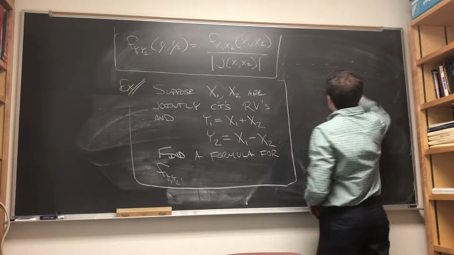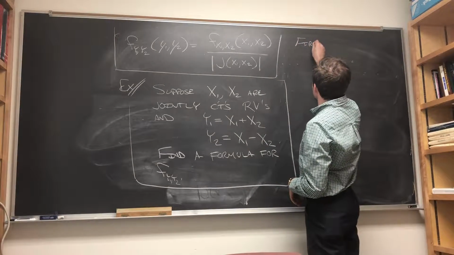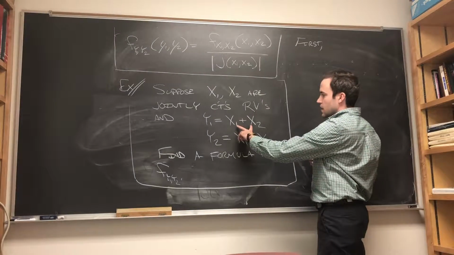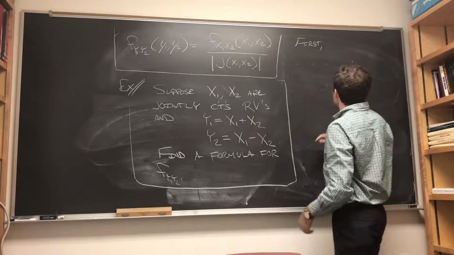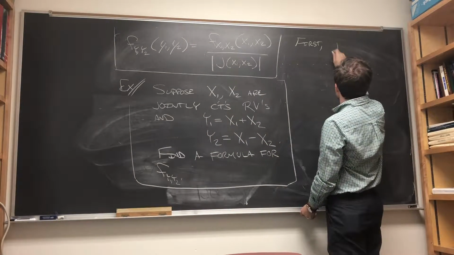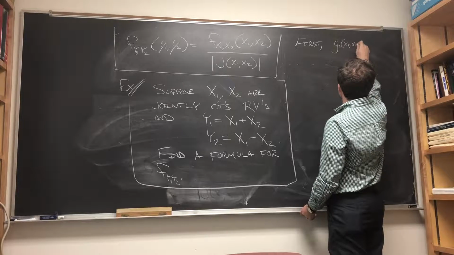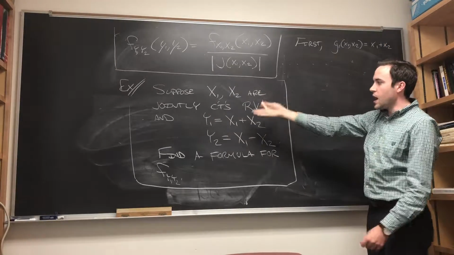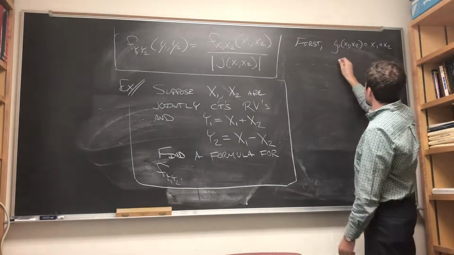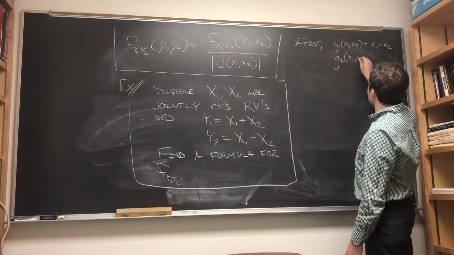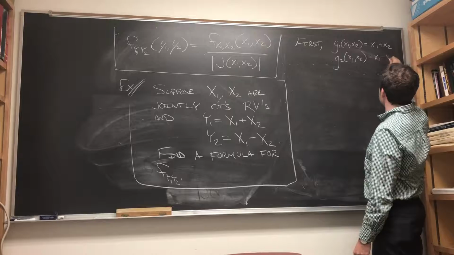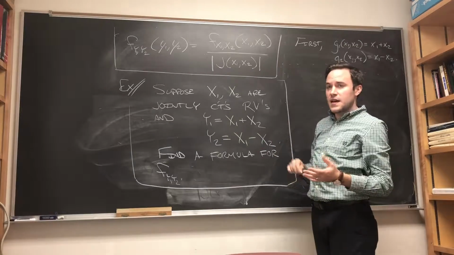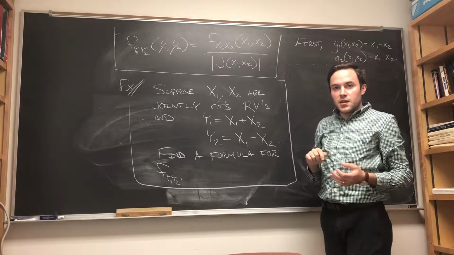All right, so first, I want to identify g1 and g2, right? These functions of x1 and x2 that somehow give us y1 and y2. So g1 of x1, x2 is going to be x1 plus x2, right? And then we can say that y1 really is g1 of x1, x2, and g2 of x1, x2 is x1 minus x2. All right, this is just so we can put it all in the language of what we talked about in the last video and actually get up to the point where we can implement this formula.